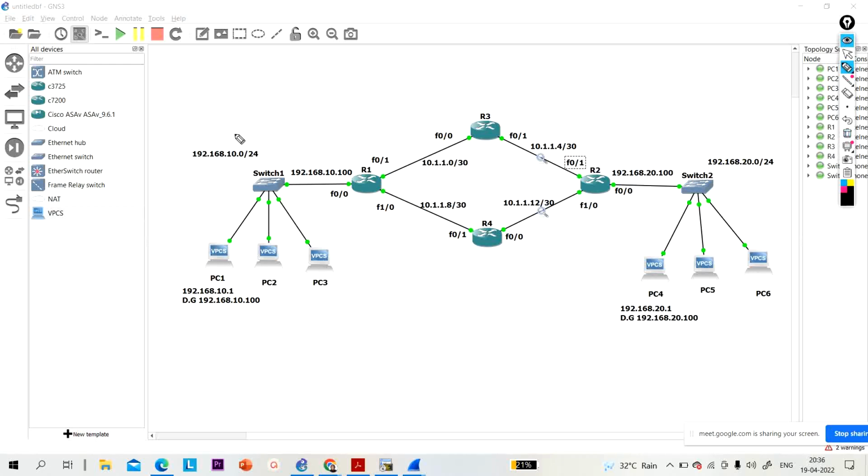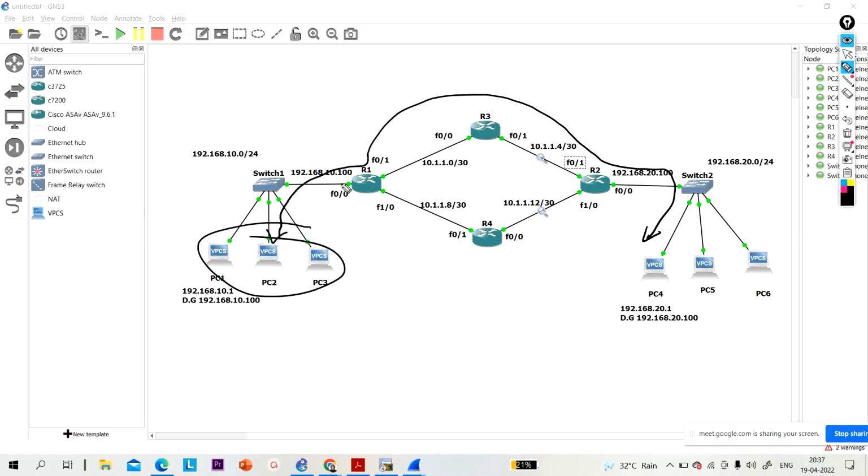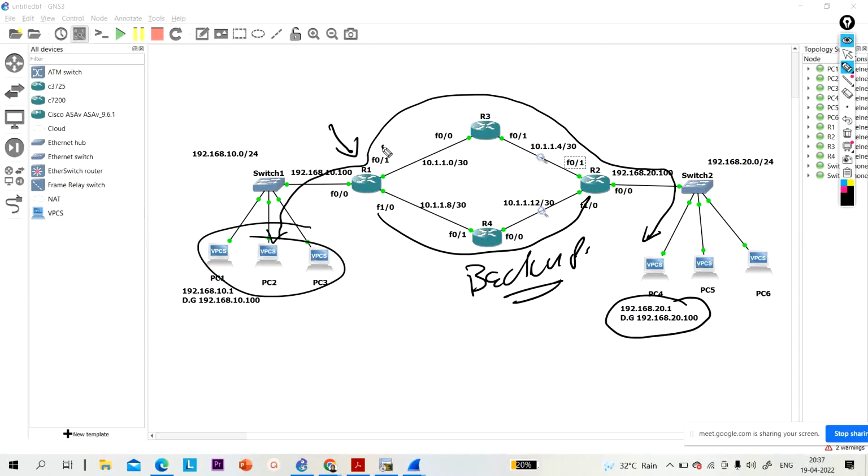How will I configure it if I want that all traffic, my request and reply both, will go via this link only? I want to use this link as a backup link only. What will I do? Here I will run how many commands? One command, right? That for this network, next hop will be R3.